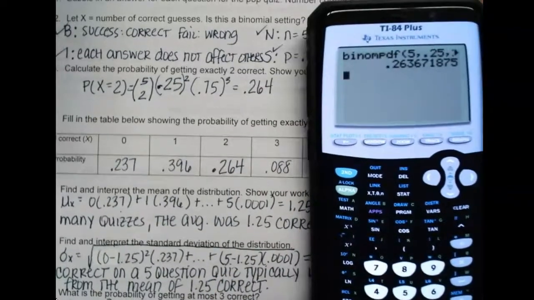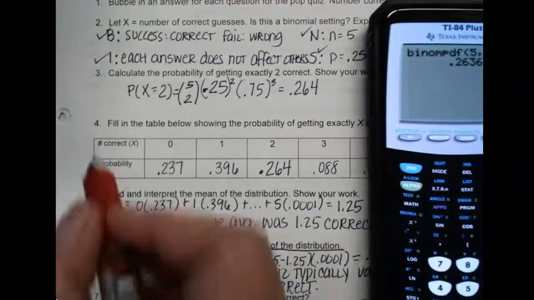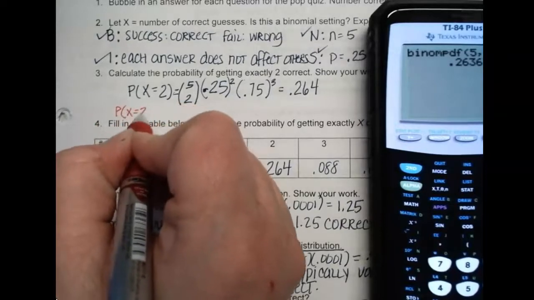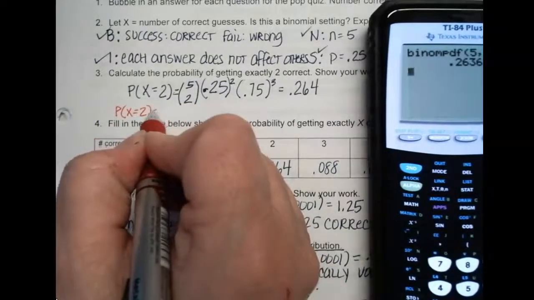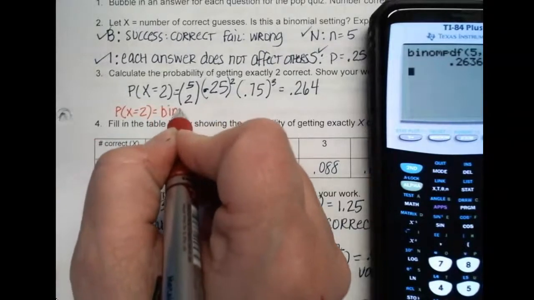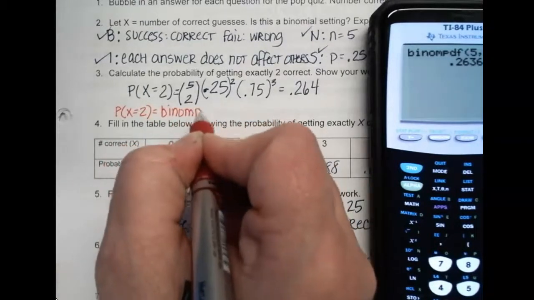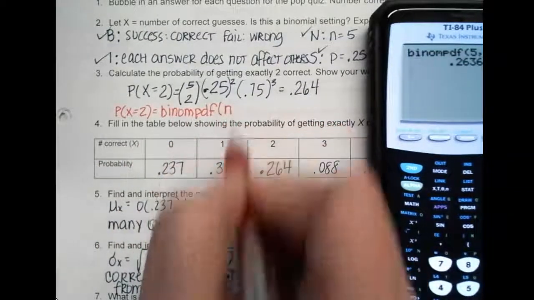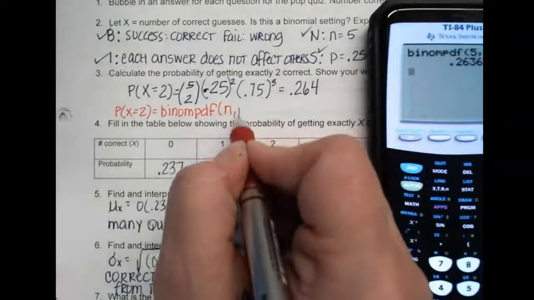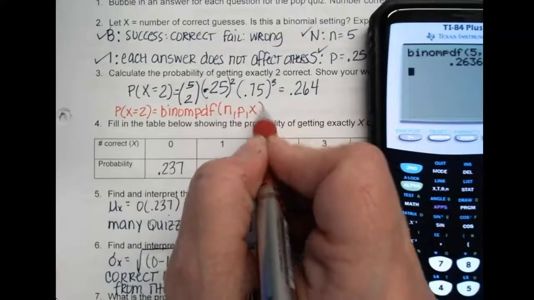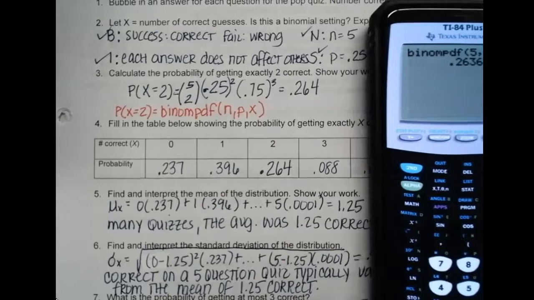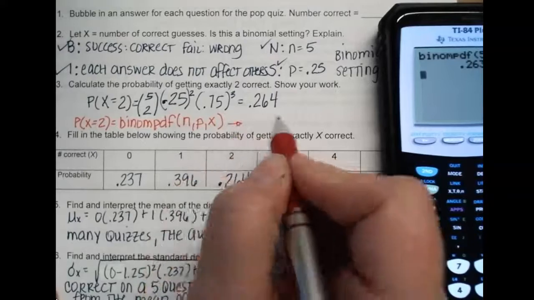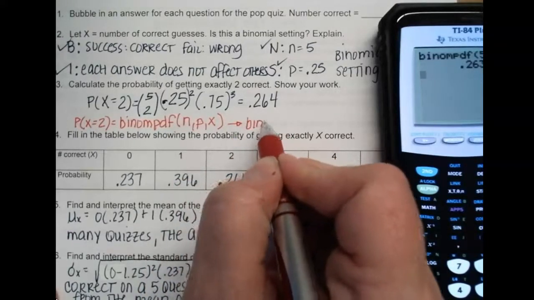So let me show you for the calculator. We can use this on the AP exam if we are careful here. So what we're going to do is say I'm going to use the binomial PDF, and in that I have to put the N for the number of trials, P for the probability, and X for the number of successes that I'm looking for. And what that looks like with the numbers plugged in, it looks like this.